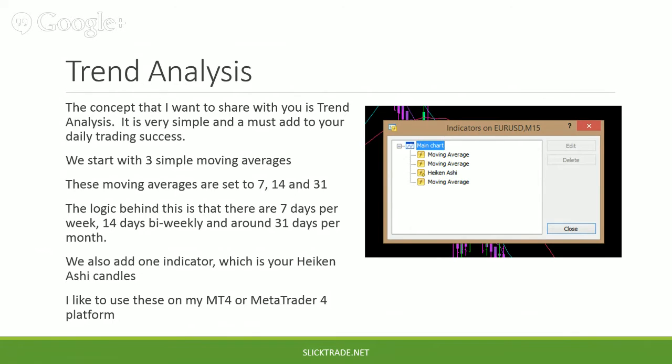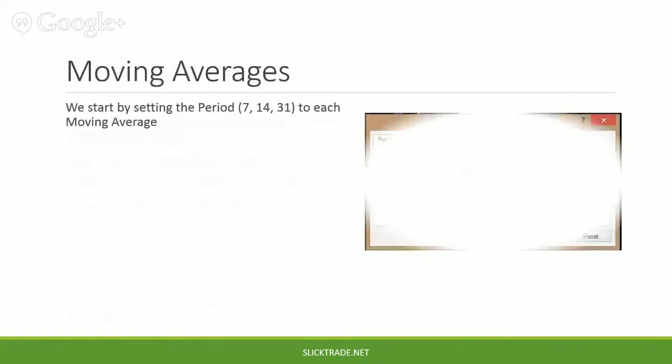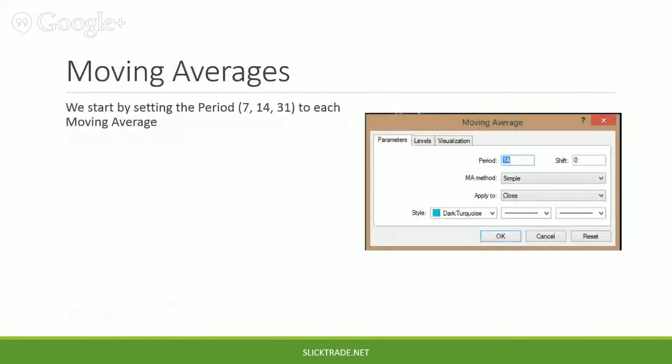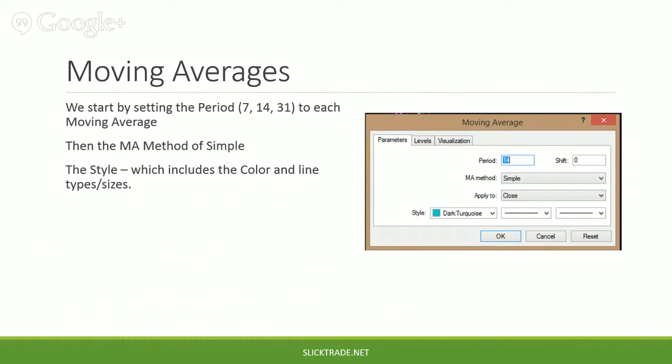We also add 1 indicator, which is your Heikin-Ashi candles. I like to use these on my MT4 or MetaTrader 4 platform. Moving averages. We start by setting the period 7, 14, and 31 to each moving average. Then the MA method of symbol, the style, which includes the color and line types and sizes, and then we choose OK to save.